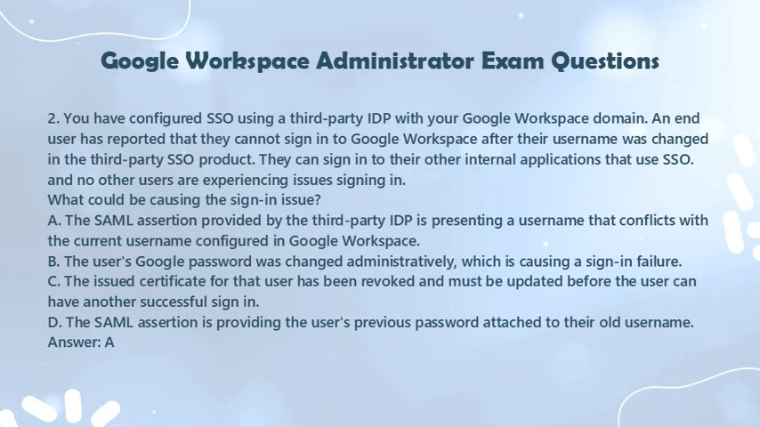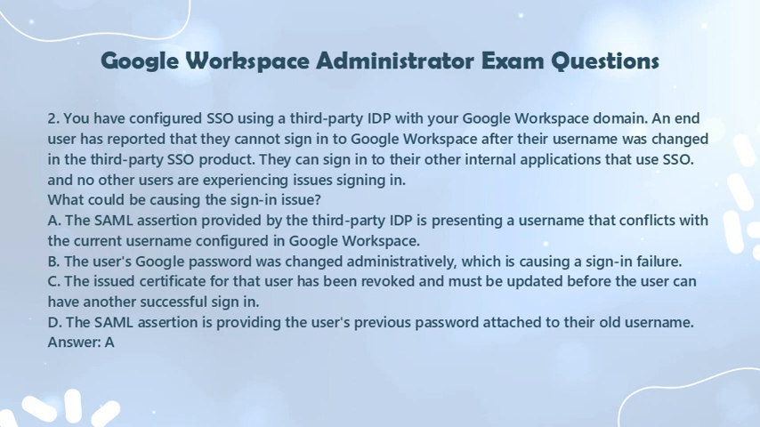2. You have configured SSO using a third-party IDP with your Google Workspace domain. An end user has reported that they cannot sign into Google Workspace after their username was changed in the third-party SSO product. They can sign into their other internal applications that use SSO, and no other users are experiencing issues signing in. What could be causing the sign-in issue?